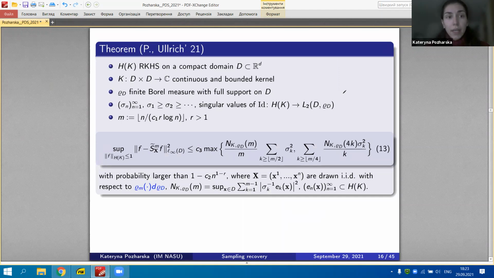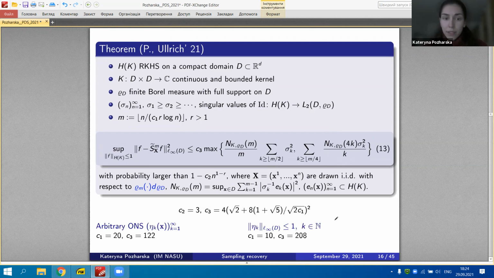And now I move to our main result, and you see that we have this reproducing kernel Hilbert space H of K with continuous and bounded kernel. And rho d is a finite Borel measure with full support. We rearrange our singular values in the non-increasing order, and we have logarithmic oversampling. So the minimal worst case error can be written in the following form. And from this form, it is not visible how good this operator is. So how can we compare this estimate with this a_n? But further, you will see that it's good enough. So it is close to the approximation by linear information.